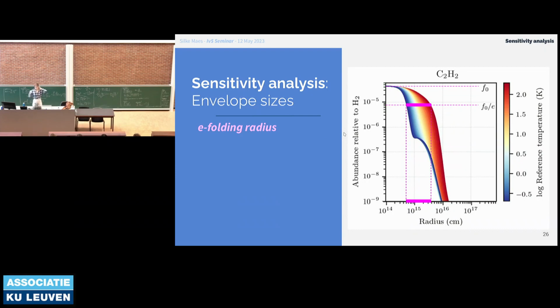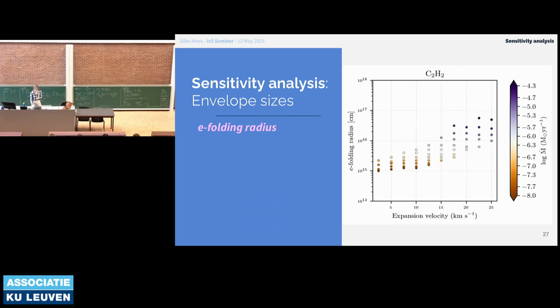But of course, in this case, as I showed you before, my abundance profiles are dependent on temperature, or can also be dependent on density. It depends on which plot I show, basically. So there's also a range on this e-folding radius, or on the envelope size, and this is the range that I'm trying to calculate. In this case, that then gives a notion of the uncertainty on this value.